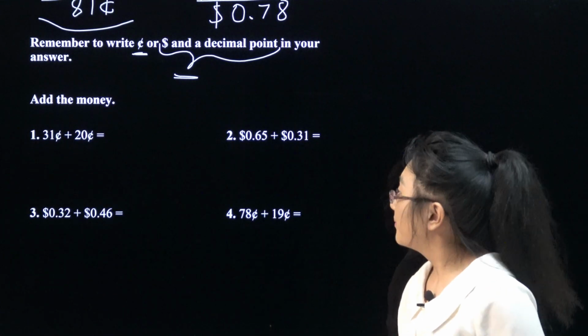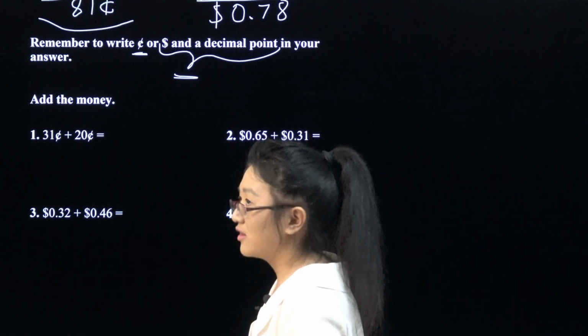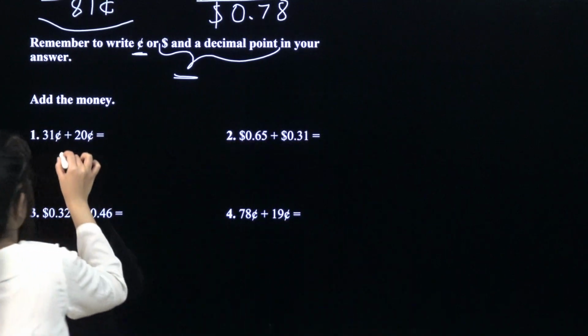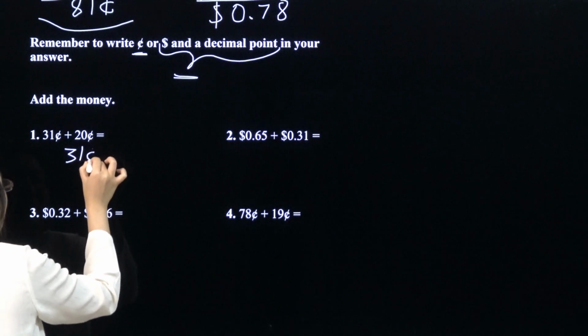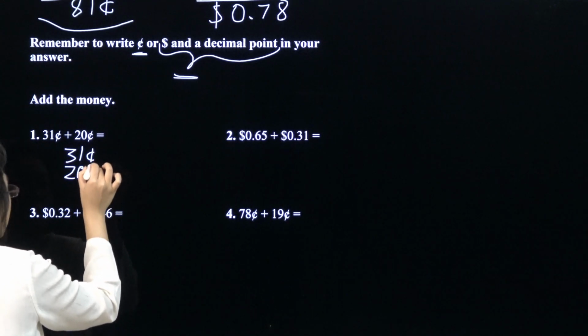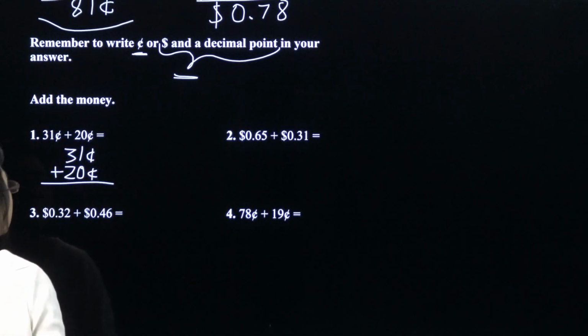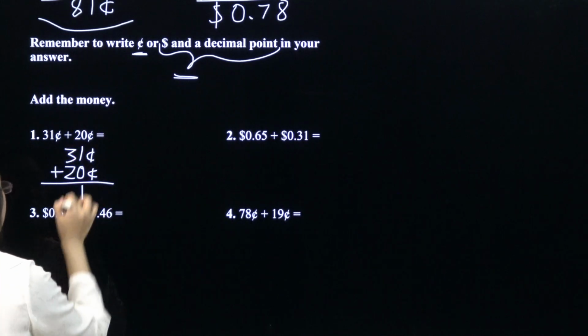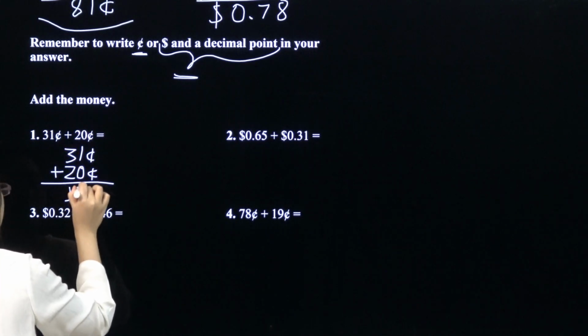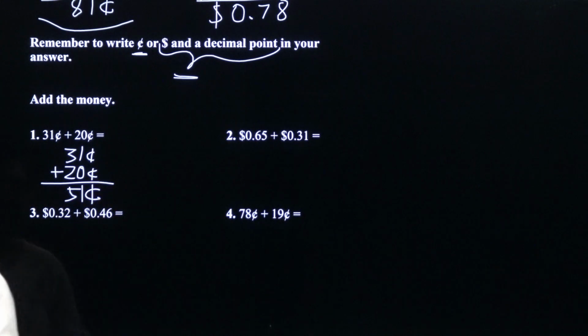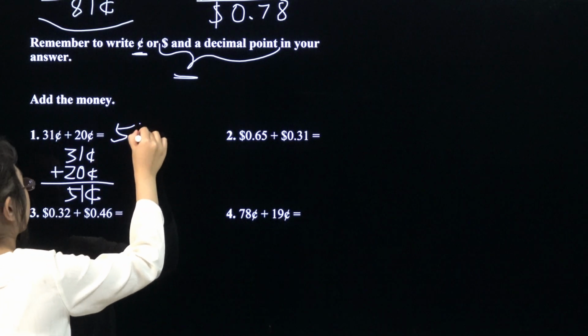Anyhow, let's add some money. Here we have the cent method. So we just line up our ones places. And 1 plus 0, 1, 3 plus 2, 5. Don't forget the cent sign. And we get 51 cents.